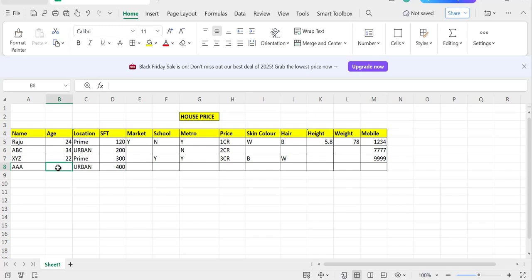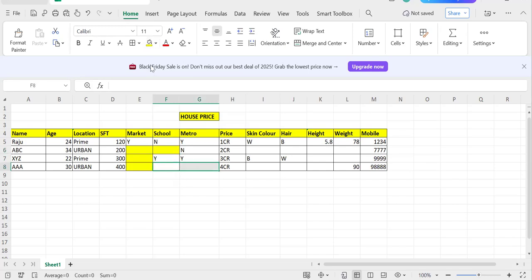Okay, so for the last customer, let's suppose first we write the age as 30. Market is there, no information has been given. The price is like 4 cr, and this information has also been given. Let's suppose weight is 90, I mean 90 kilograms, and the mobile number is this. Okay, so where are the missing values? These are the missing values we have in our data set.